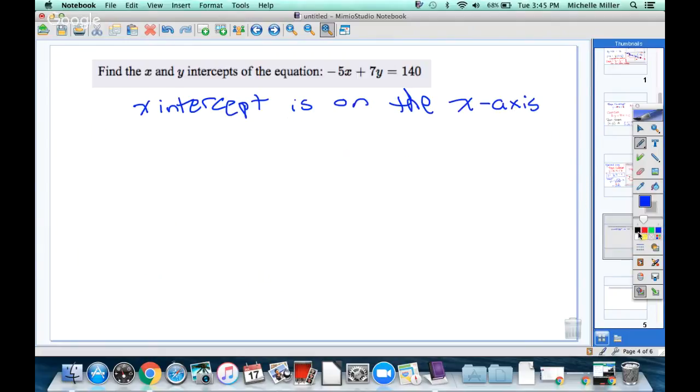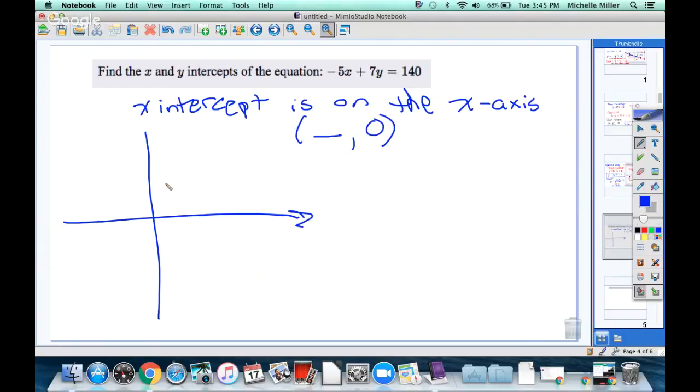So if I were to sketch some x and y axes here, if I'm on the x-axis, I've not gone up nor down. So that means the x-intercept is the point. I've got to find x, but y has to be 0. And y is 0 because I haven't gone up or down. So just a note about that.